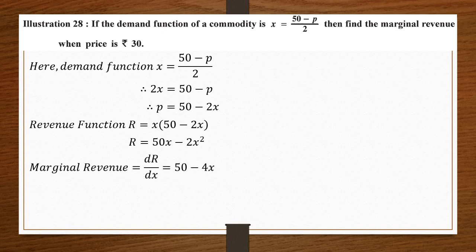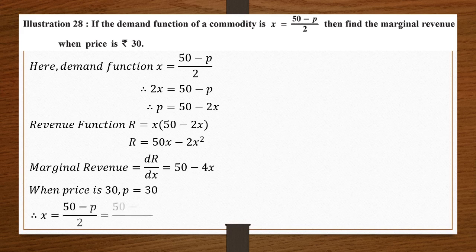Now the price is 30 rupees, but as you can see in our question we only have X in the equation, we don't have P. What we are going to do is put the value of P into our first demand function, that is X is equal to (50 minus P) upon 2, that is (50 minus 30) upon 2, that is 20 upon 2, that is 10. So using the price we got the demand, that is X. X is the demand, remember that.